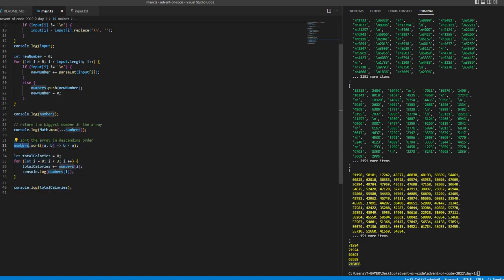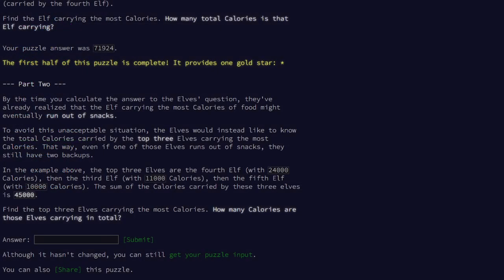I just sorted the array into descending order, and I summed the first three elements of the array, that are the elves carrying the most calories, and then I asked it to output the sum of those elves. That's just what the problem asked. I'm so sorry, but okay, let's get back to the problem and answer it.